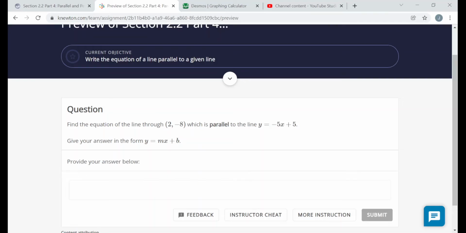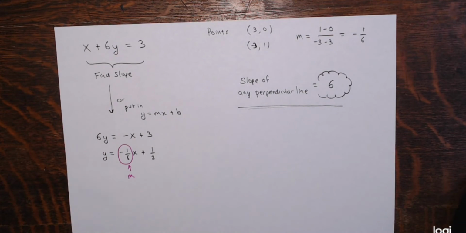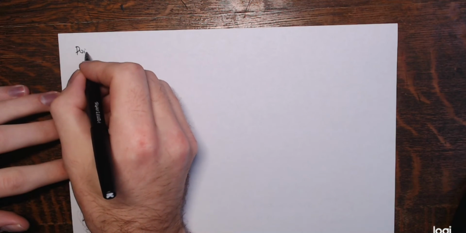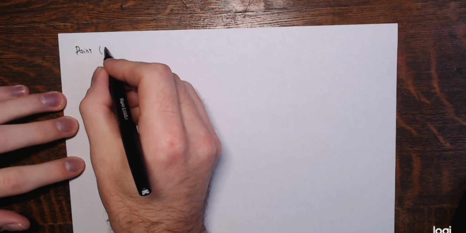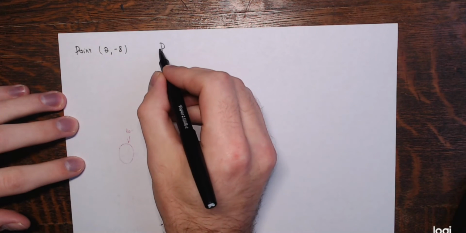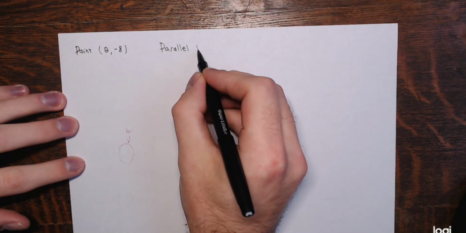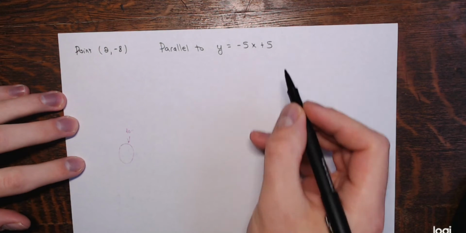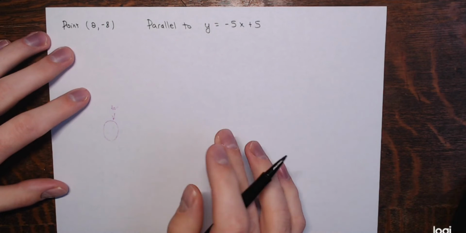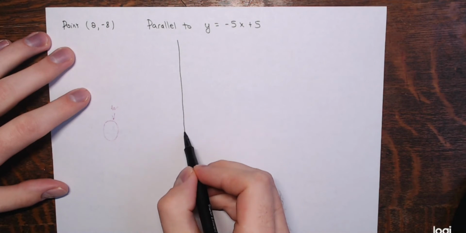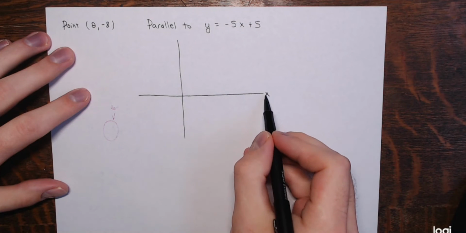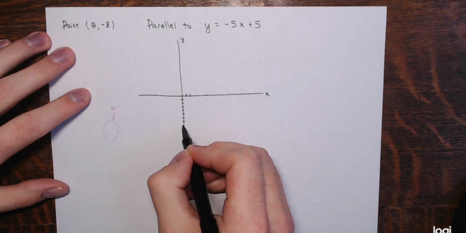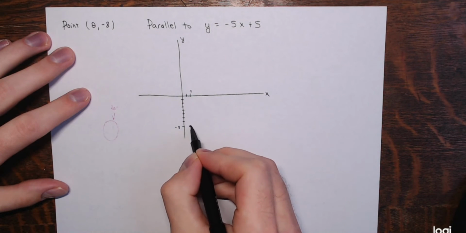And I'll write this information out. Not the whole sentence, but so our line has the point 2, -8 on it, and is parallel to the line y equals -5x plus 5. All right, and I'll draw a little rough sketch of the situation here. So 2, -8. This point is on our line.